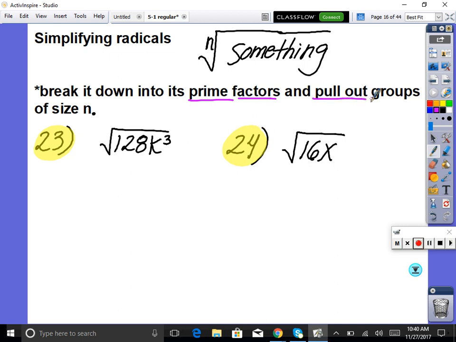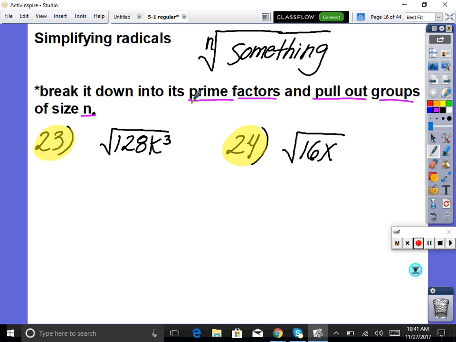And then pull out groups of size n. What I mean by that is if it's the square root, we'll pull out groups of size 2. If it's a cube root, it's got to come out in groups of 3. If it's a fourth root, it's got to come out in groups of 4. Does everybody understand? So look at 23.